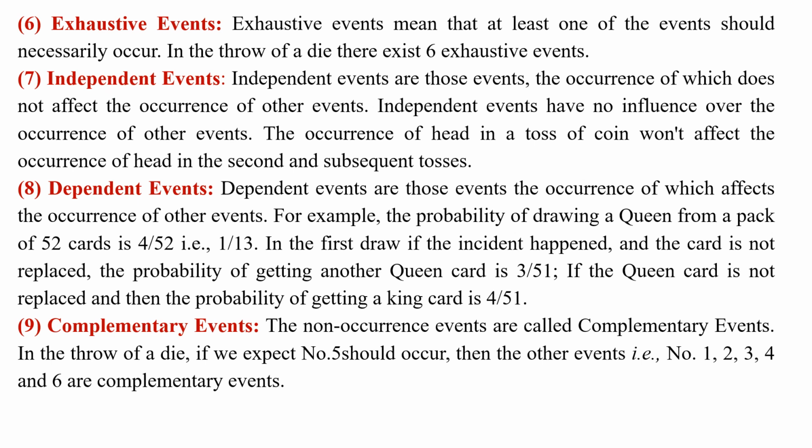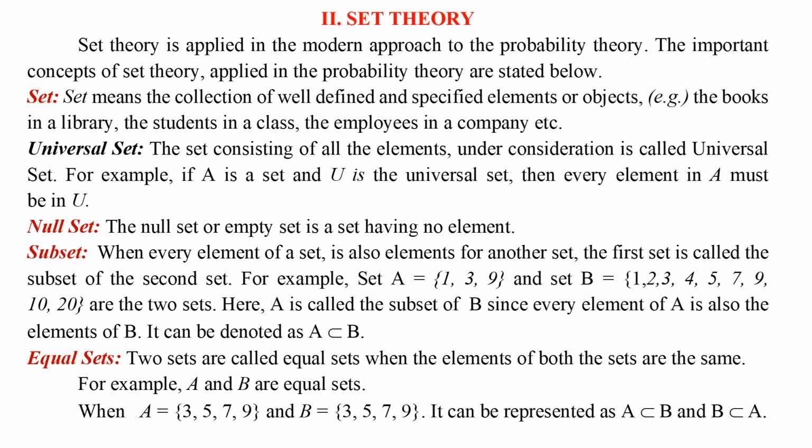In the throw of a die, if we expect number 5 to occur, then the other events, i.e., numbers 1, 2, 3, 4, and 6, are complementary events. Set theory. Set theory is applied in the modern approach to probability theory. The important concepts of set theory, applied in probability theory, are stated below.